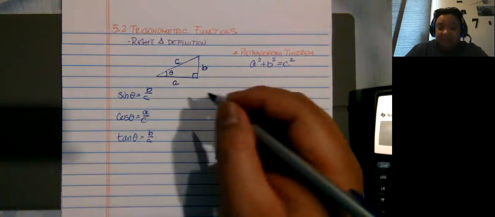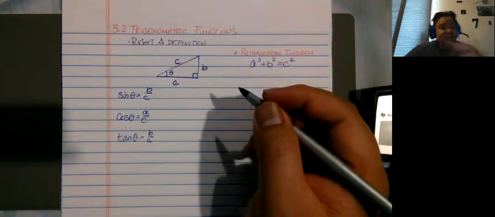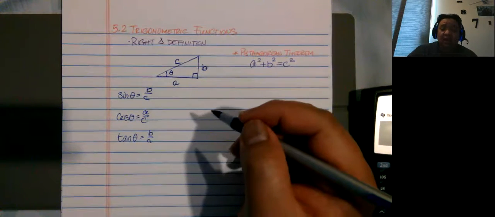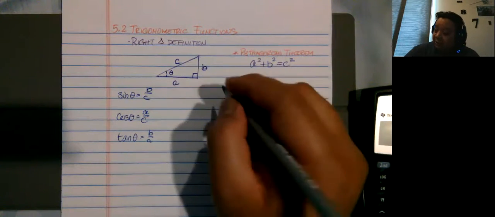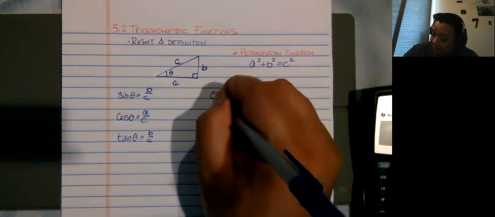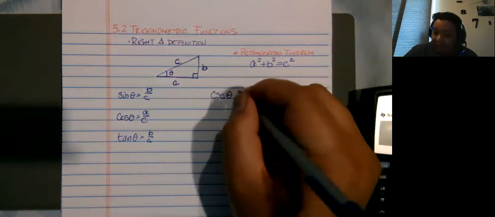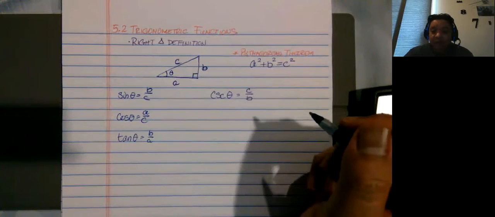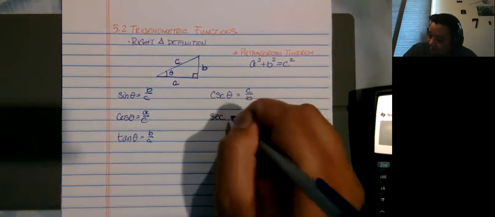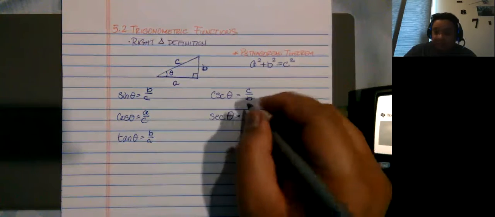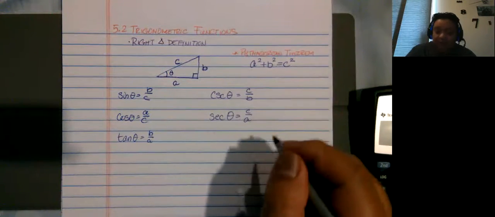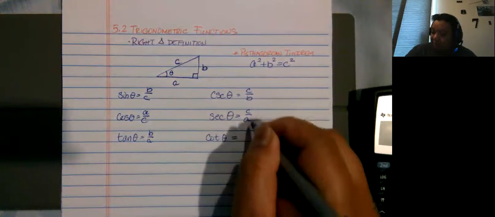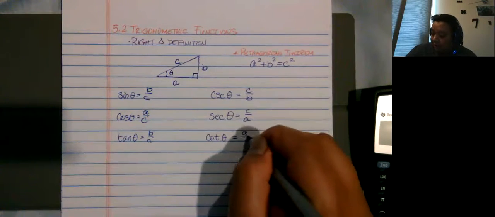And then the other three ratios are just the reciprocals, right? So flip each one of these ratios and you get the other three ratios. The next one is called cosecant theta, right? And this is C over B. Secant theta is equal to C over A. And then the last one is cotangent theta, which is equal to A over B.